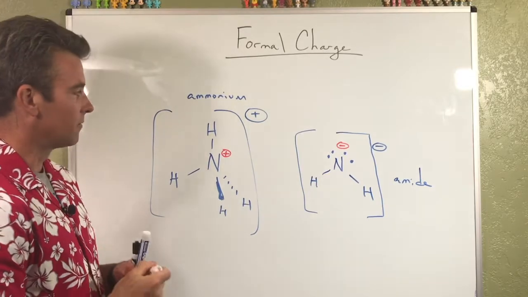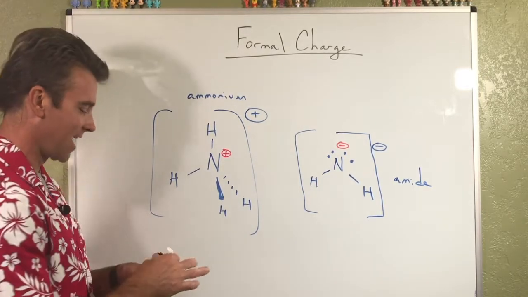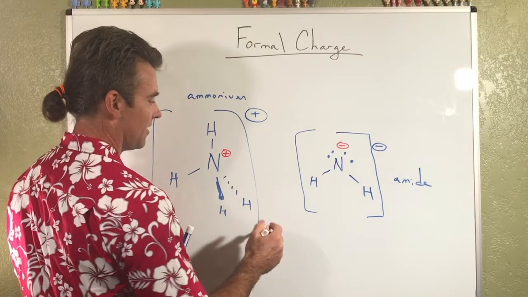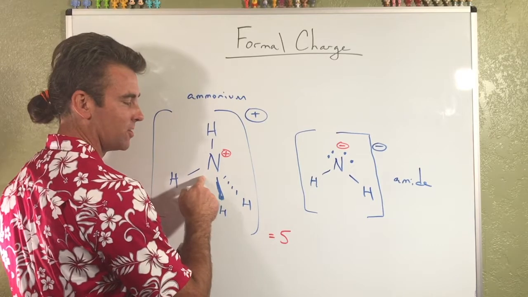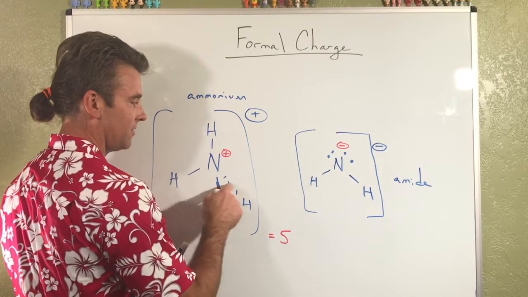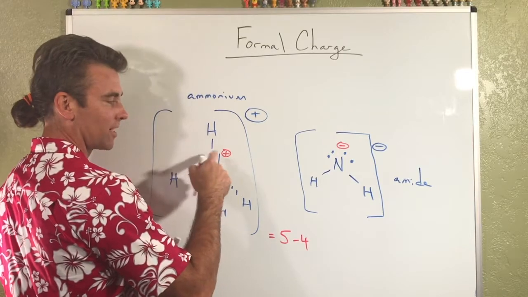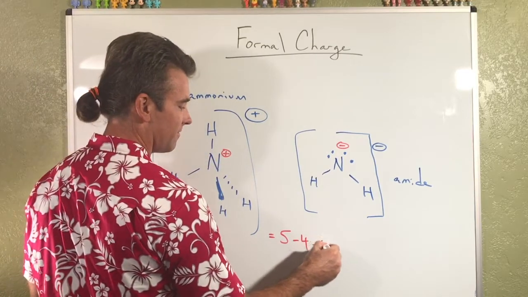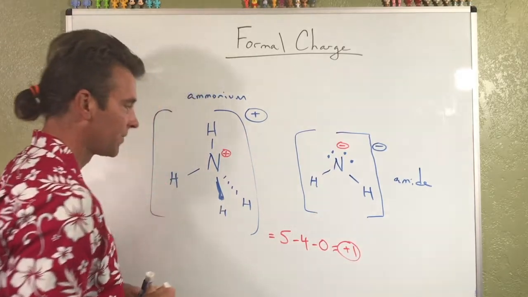So there's our positive formal charge. How did we figure it out? Wow, let's do that again. We had the 5 for the normal valence of nitrogen minus the bonds, 1, 2, 3, 4, minus the number of lone electrons, there are none. We end up with a +1 overall.